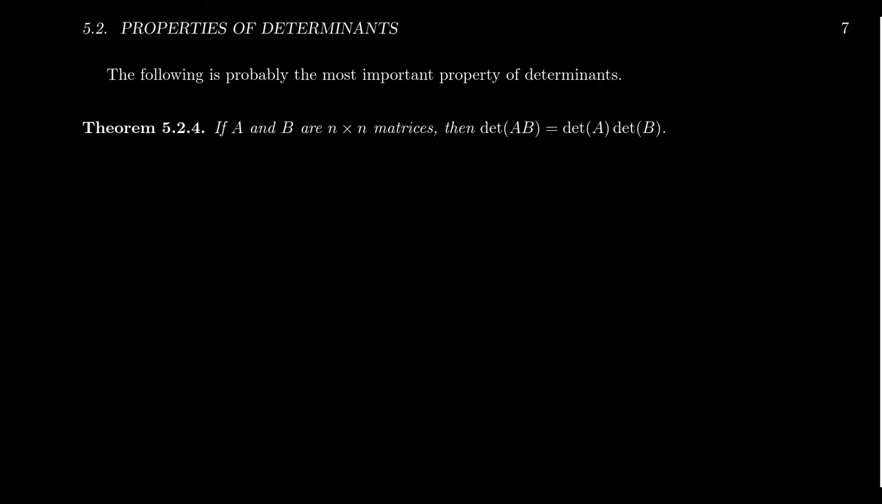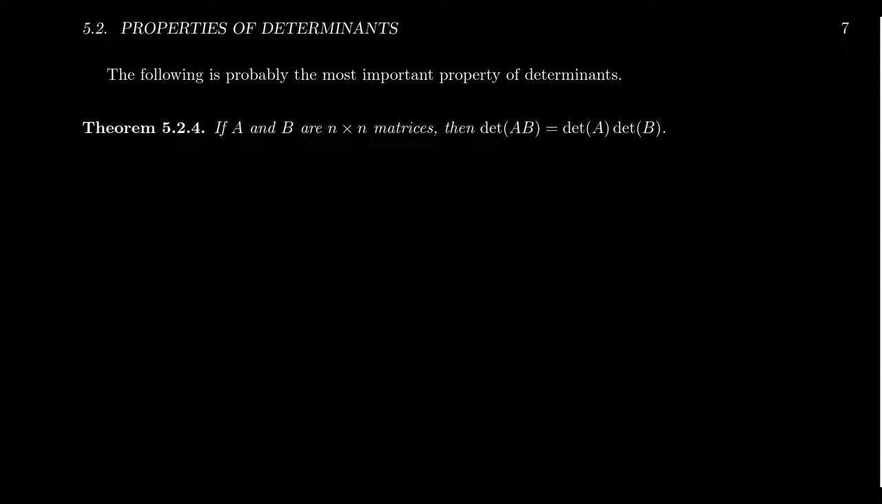Now the determinant is a multilinear function, but it's also a function that preserves multiplication. Linear maps, remember, preserve vector addition and scalar multiplication. Multilinear means it's linear in every factor, in every variable. Now, when it comes to linear maps, we don't require that a linear map preserves multiplication because for a typical vector space, there is no notion of vector multiplication. But for matrices, we can multiply them.